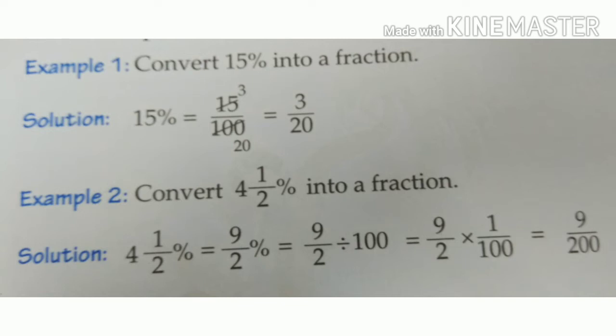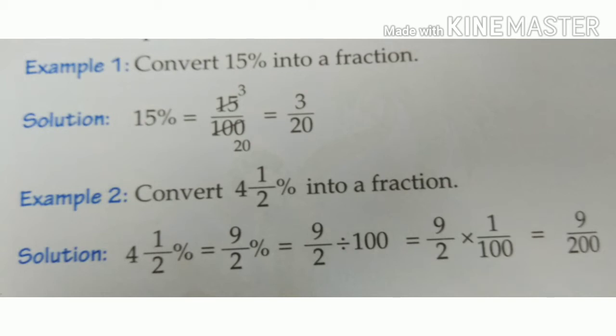Solution. 15% is equal to 15 by 100. After that, we will check, is there any common factor which can divide both 15 and 100? Yes, we can see that 15 and 100 both are multiples of 5, and 5 is a common factor of 15 and 100. So we will divide 15 by 5 in 3 times and 100 by 5 in 20 times. So answer will be 3 by 20.